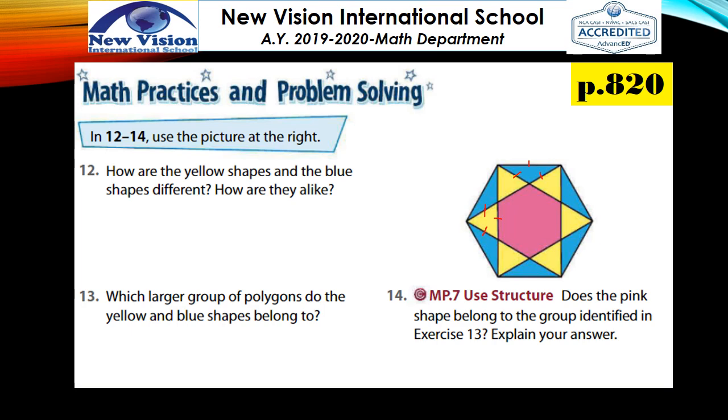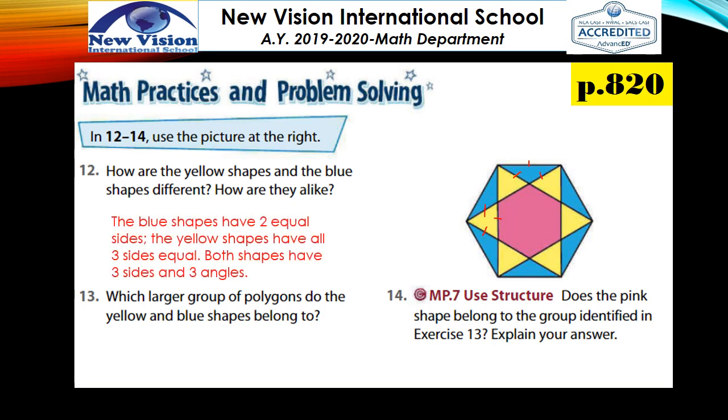Next, page 820. Numbers 12 to 14, use the picture at the right. How are the yellow shapes and the blue shapes different? The blue shapes have 2 equal sides. Do you agree? And the yellow shapes have all 3 equal sides. How are they alike? Both shapes have 3 sides and 3 angles.